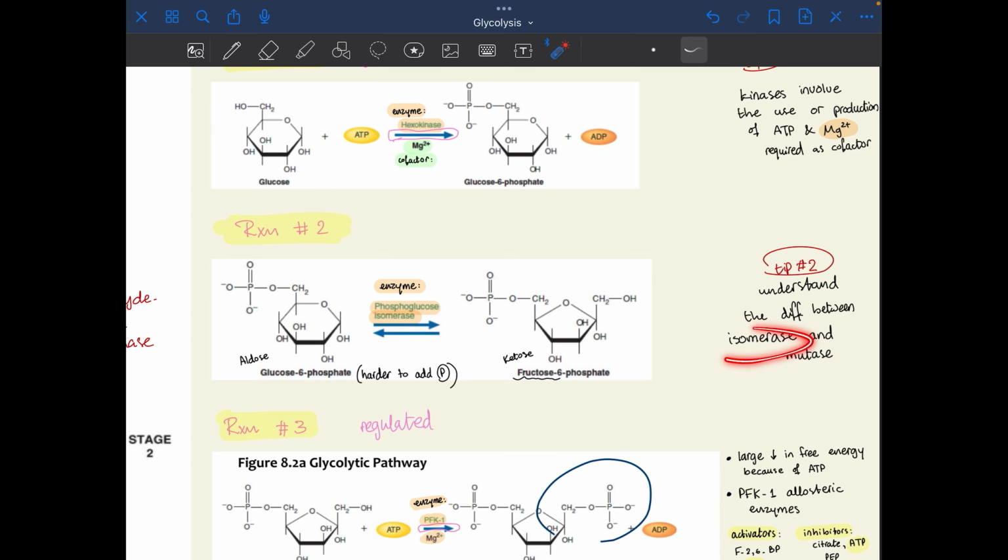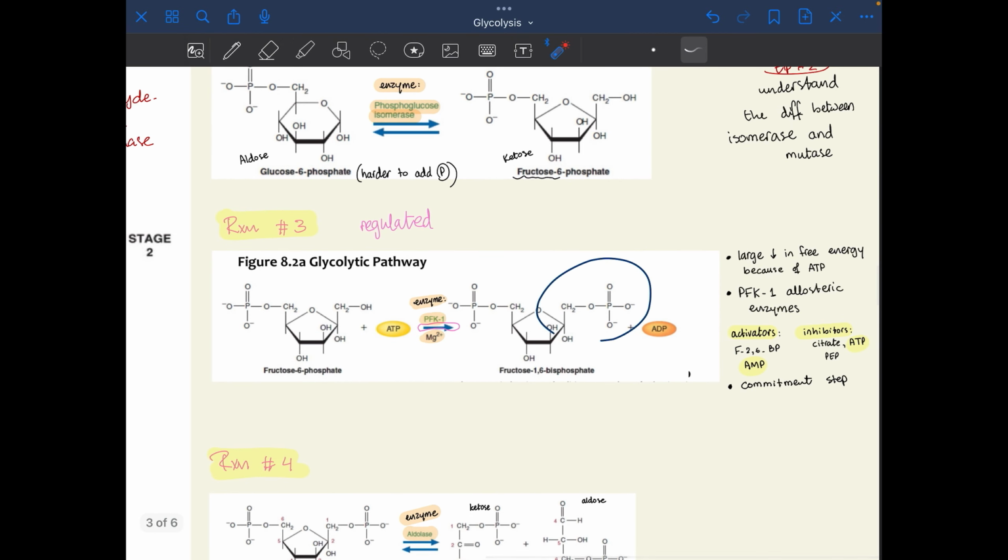Isomerase is when we have two different structures, for example ketose and aldose. Mutase is when we are changing the location of a group, for example a phosphate group. Glucose 6-phosphate will be converted to glucose 1-phosphate, right? We just changed the location, we didn't change the whole structure, right? Okay, I hope that made sense.